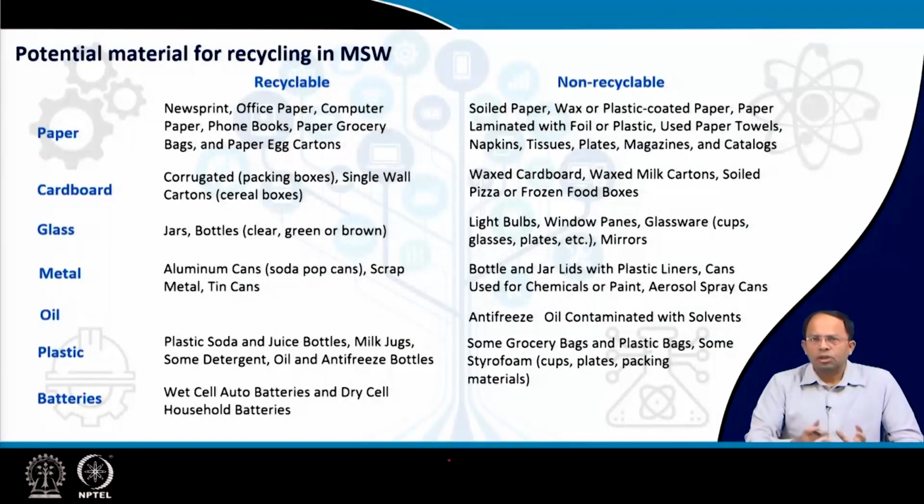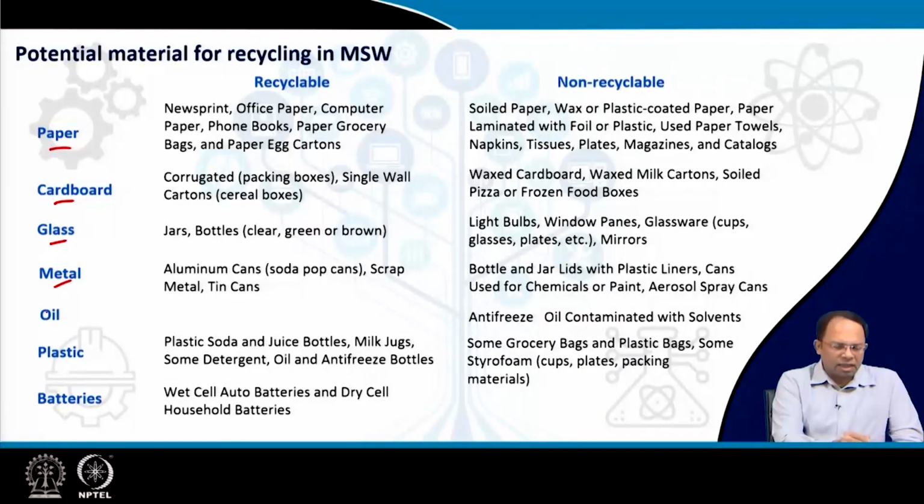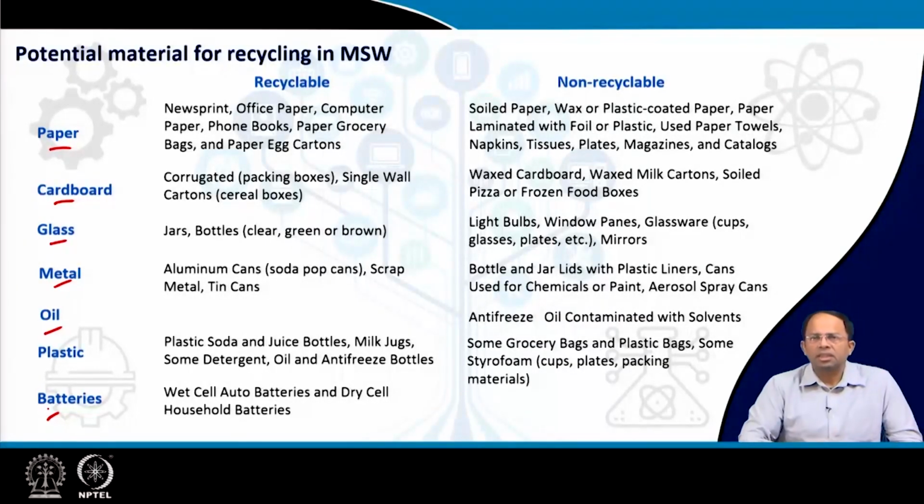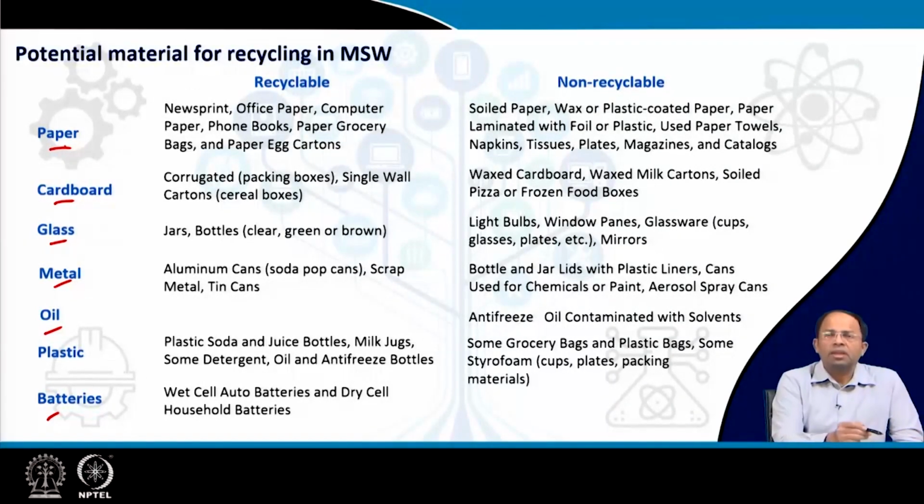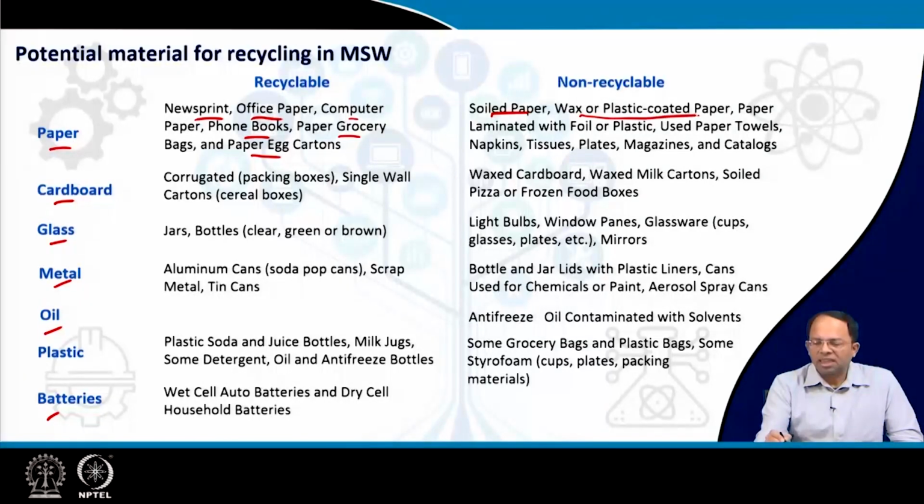Now, just to elaborate further, we have paper, cardboard, glass, metal, oil, plastic, batteries, this kind of waste in our waste stream, but not all of them are recyclable. That means not all paper is recyclable. We can recycle newsprints, means newspapers, office paper, computer paper, phone books, grocery bags, paper cartons, but soiled paper, wax or plastic coated paper, paper laminated with foil or plastic, used paper towels, napkins, tissues, these cannot be recycled, right? So not all paper can be recycled.